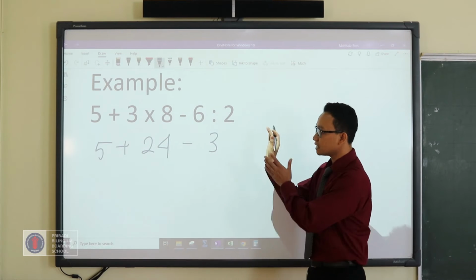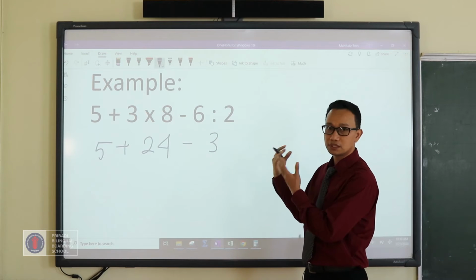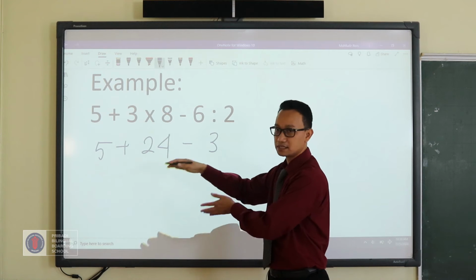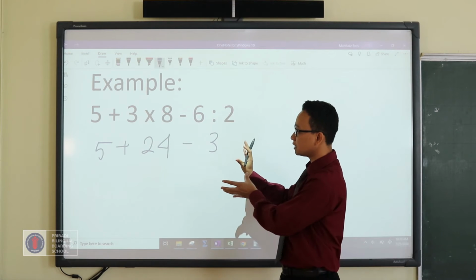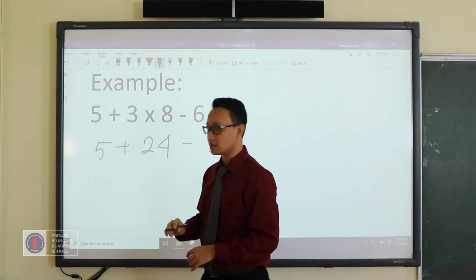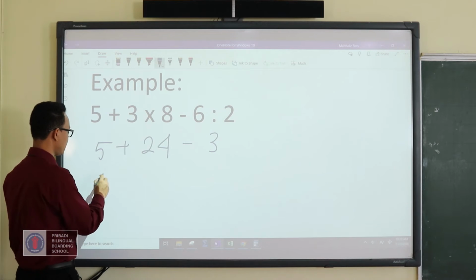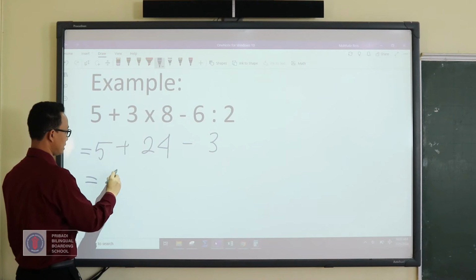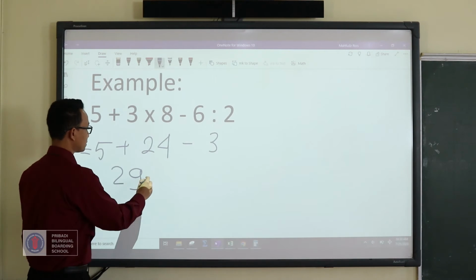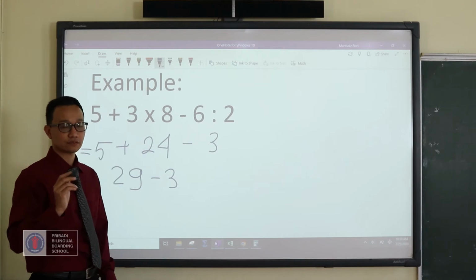So basically in this calculation, you need to order according to the BEDMAS rule: division, then multiplication, addition, subtraction. Now we have two operations left, addition and subtraction. Of course, we add first: 5 plus 24 is 29. Then subtracted by 3. How much? 26. Very good.